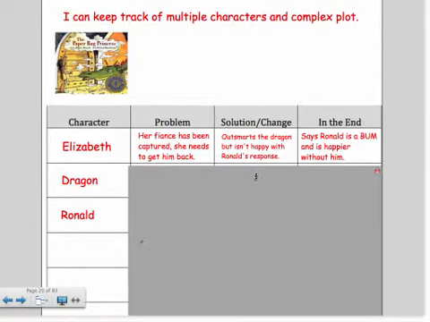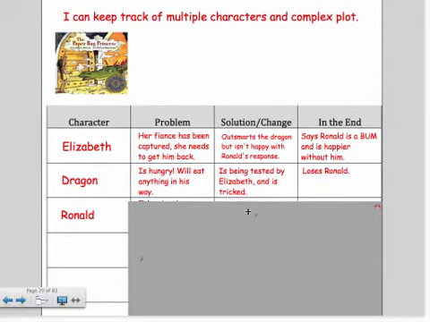When we look at the dragon, we see a different situation. It's not necessarily a problem, but what keeps him motivated is that he is hungry and he'll eat anything that is in his way. And so that's what his primary focus is. He just wants to keep eating, eating, eating. And he changes throughout this story because he's tested by Elizabeth.